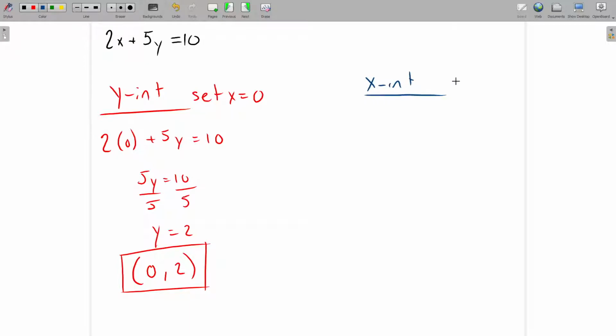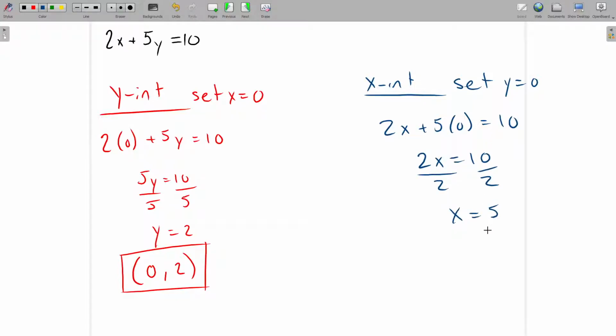The x-intercept is going to be setting y equal to 0. Right, so we have 2x plus 5 times 0 is equal to 10. The 5 times 0 cancels out, and we are left with 2x equals 10. And dividing both sides by 2, we get x is equal to 5. Again, this is a coordinate point. We don't want to say that x equals 5 is our x-intercept. We want to say that, well, it's a point when x is 5, y is 0.